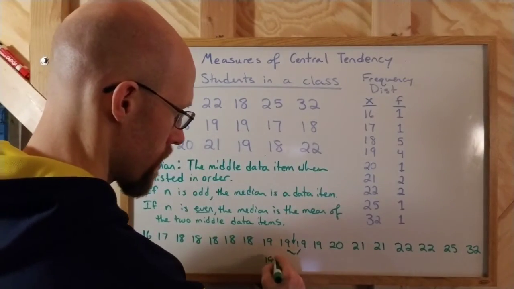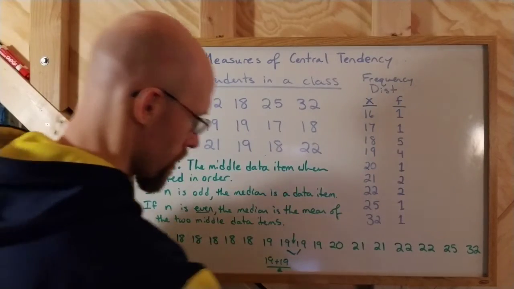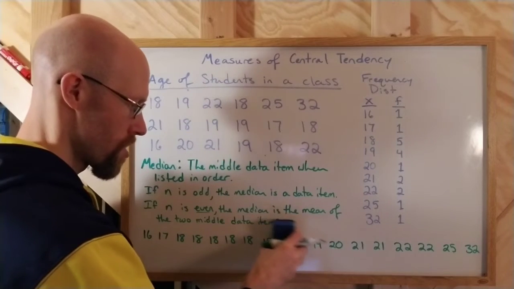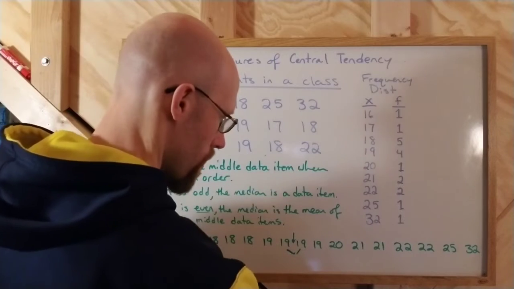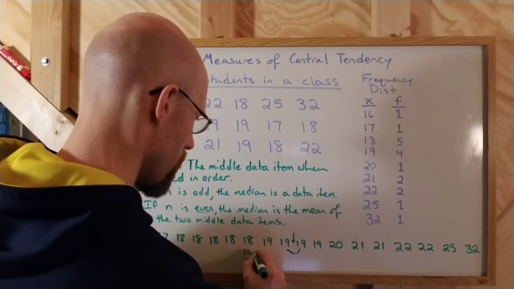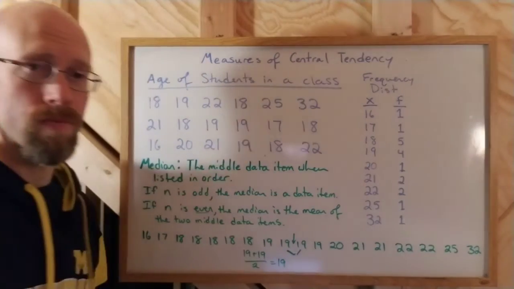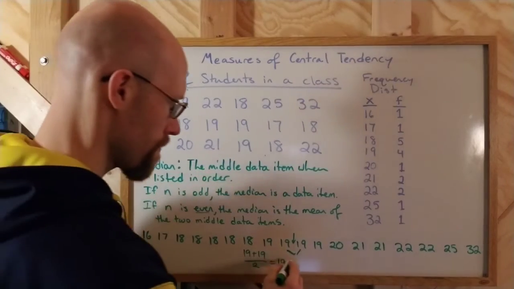So in this case, it's 19 plus 19. I'll do it just to be formal here, but of course, it's obvious what the answer is going to be. So it's 19 plus 19 over 2, which is 38 over 2. So 19 is the median in this case.